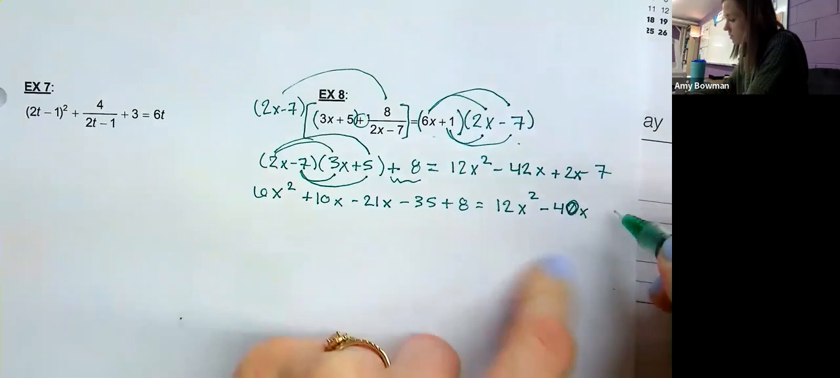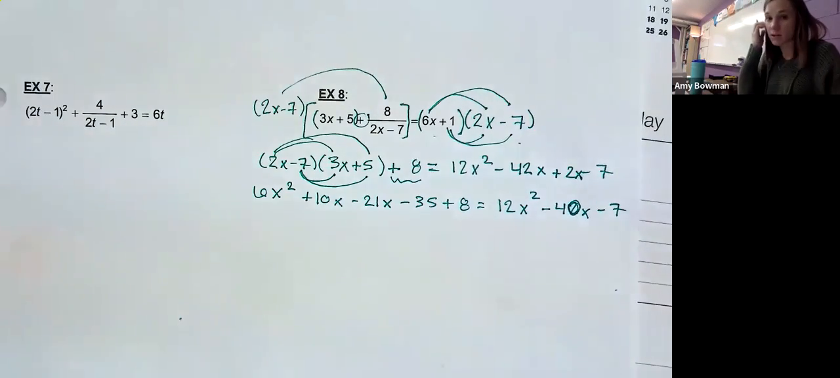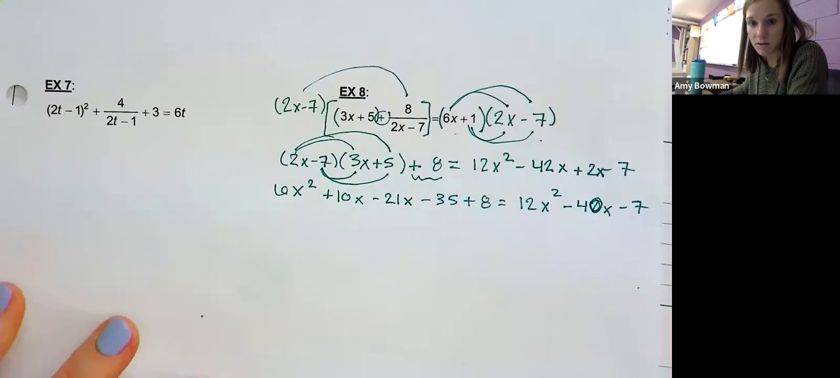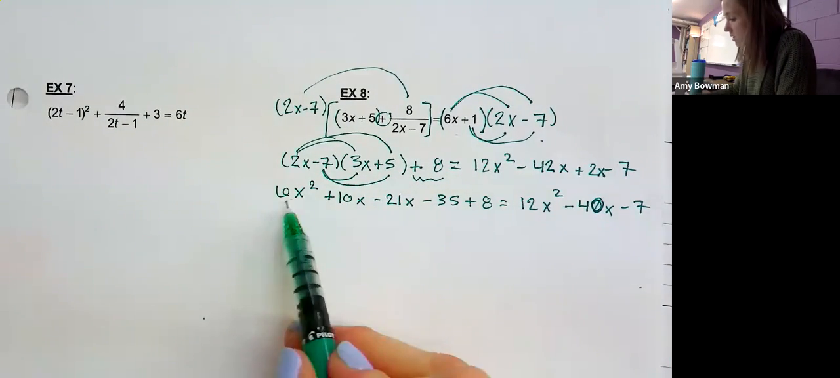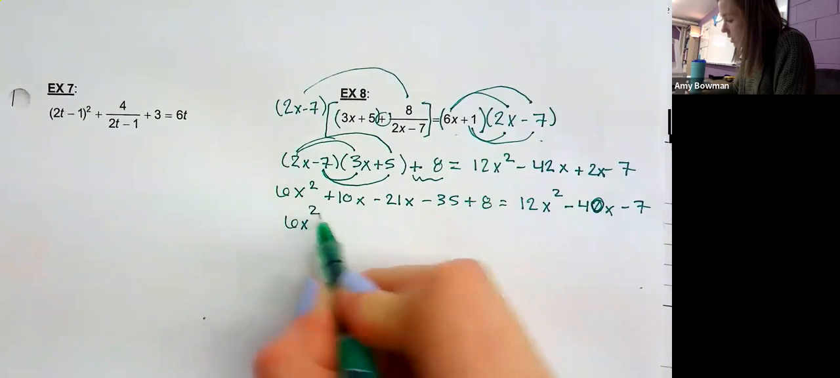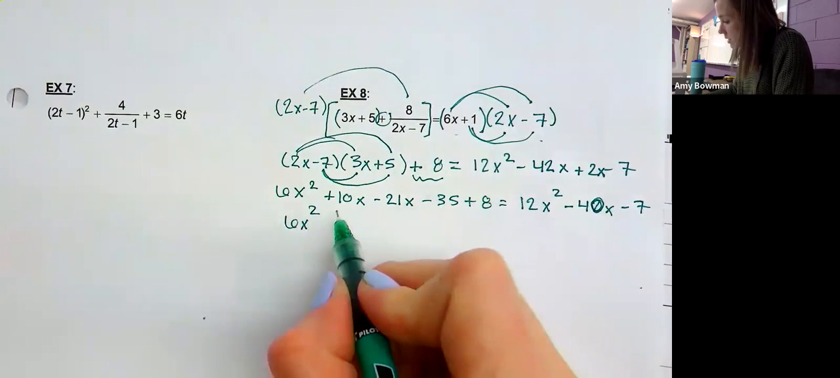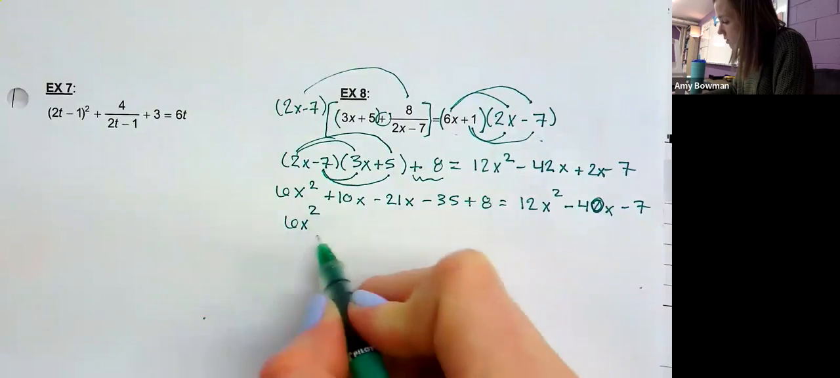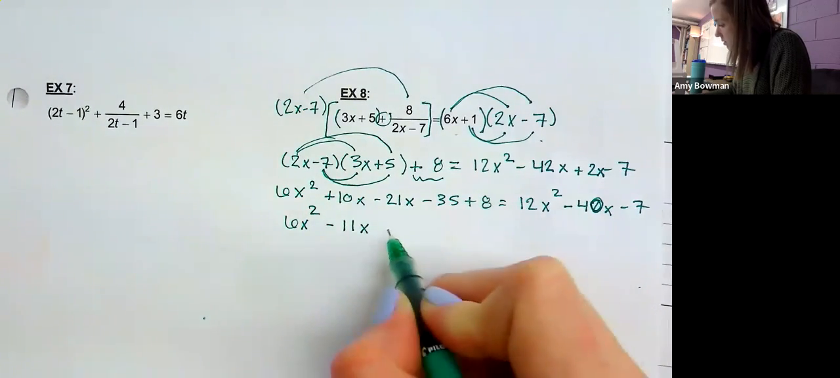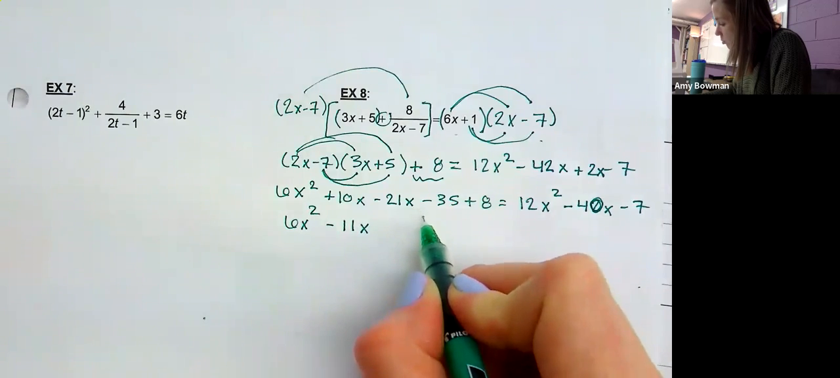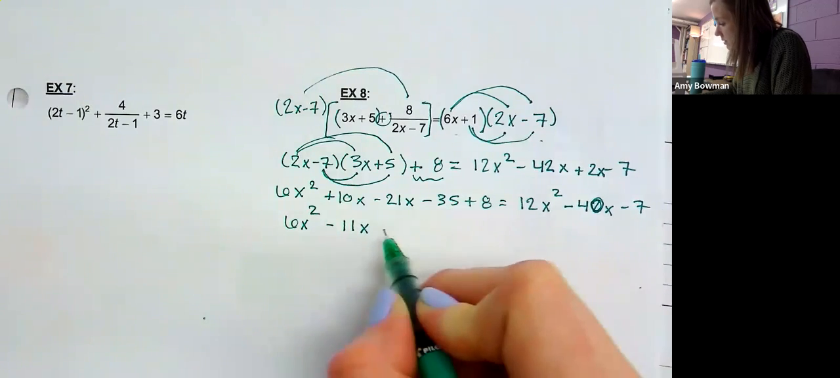That's 40x. Okay. Hopefully I'm not making too many mistakes right now. Alrighty. Now we just need to combine like terms over here. 6x squared, 10x minus 21x, that's -11x, -35 plus 8. Let's see, that's negative.